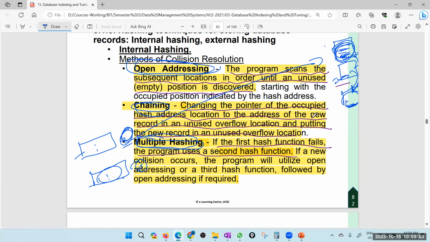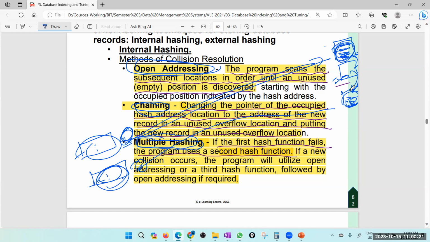So when you are searching for something, you use the first hashing function and go to the block and search. And if it is not there, then you have to use the second hashing function and again go to that block and search. And if it is still not there, only then you know that it is not there, or otherwise you will find the record there. So that is multiple hashing.